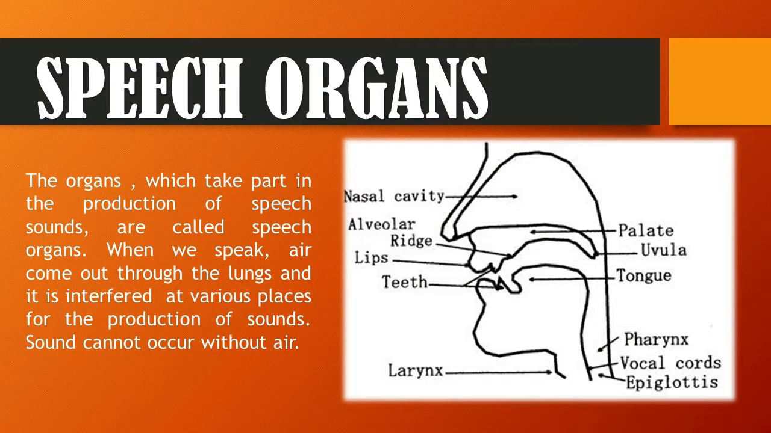The organs which take part in the production of speech sounds are called speech organs. When we speak, air comes out through the lungs and it is interfered with at various places for the production of sounds. Sound cannot occur without air. In the picture, we can see the nasal cavity, alveolar ridge, lips, teeth, larynx, palate, uvula, tongue, pharynx, vocal cords, and epiglottis.